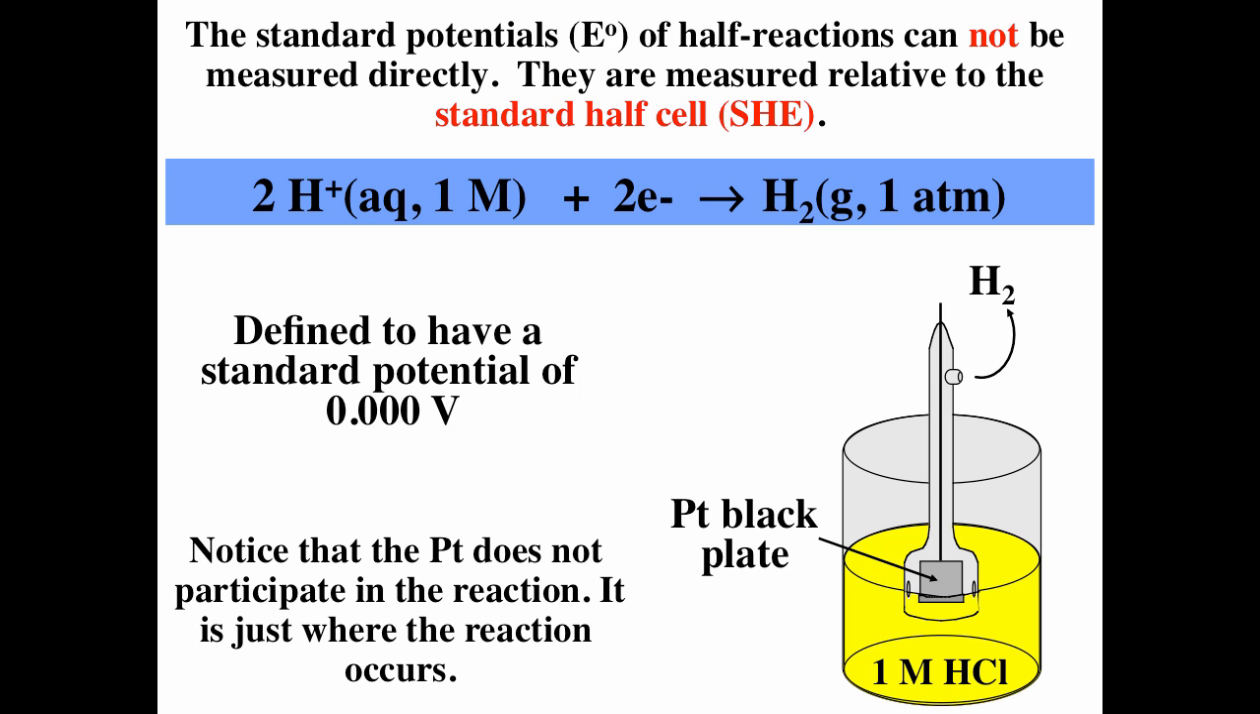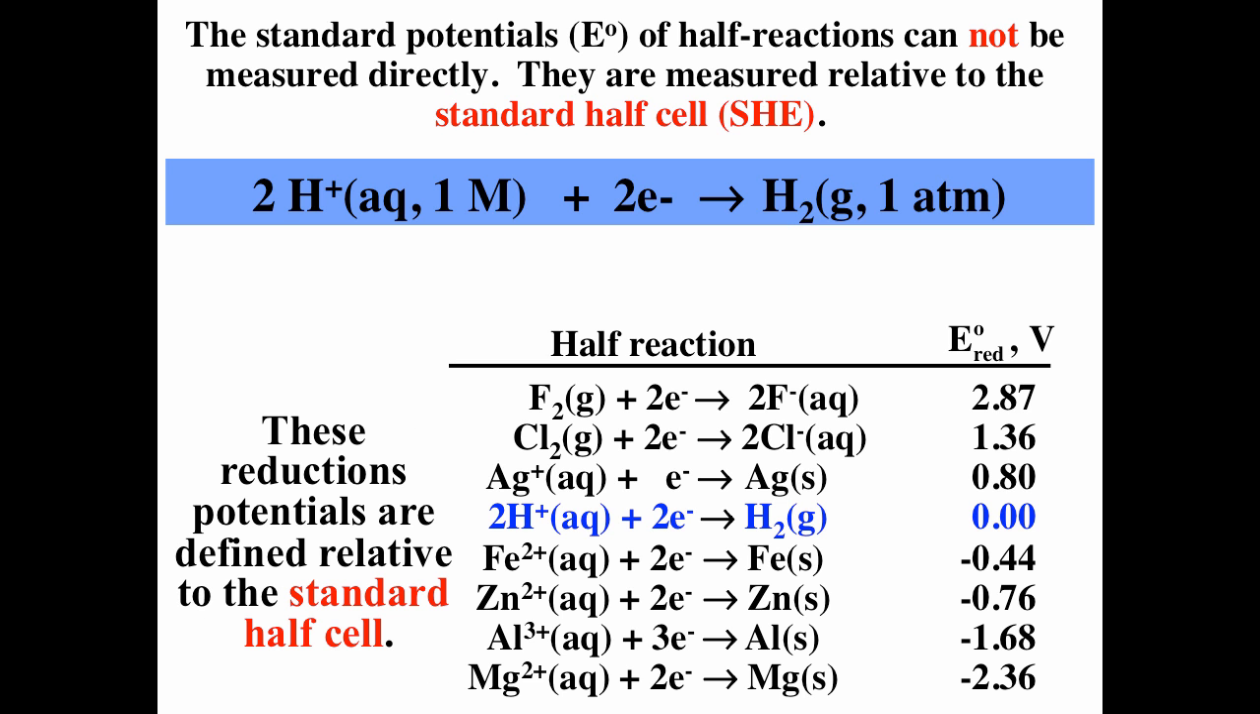Now notice in this cell we have platinum as the electrode. The platinum is not participating in the reaction. It's just where the reaction occurs. And platinum is used because it's not very reactive. The oxidation potential for platinum is negative, and so typically it's not very reactive. It's in a group of metals that we call noble metals because they're not very reactive. But all these potentials are measured relative to the standard half cell potential. Standard half cell potential, again, is defined as zero.